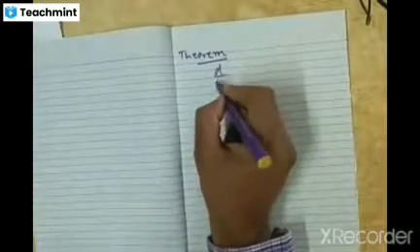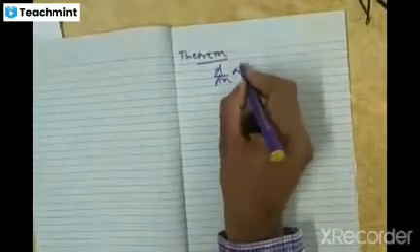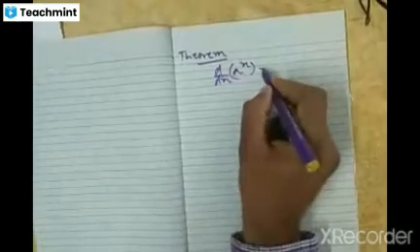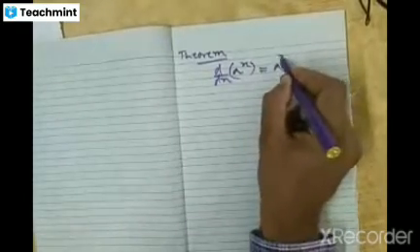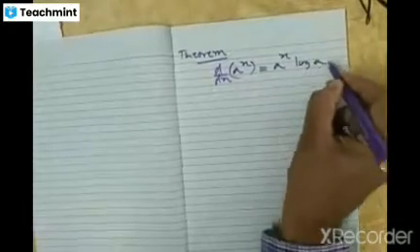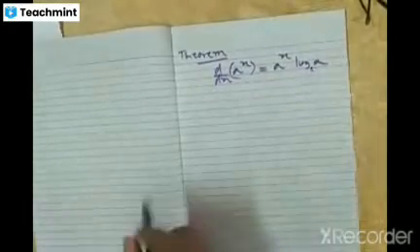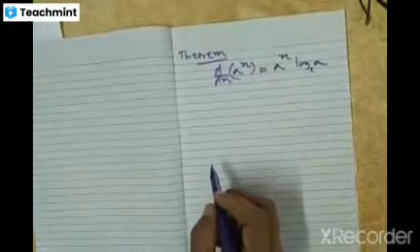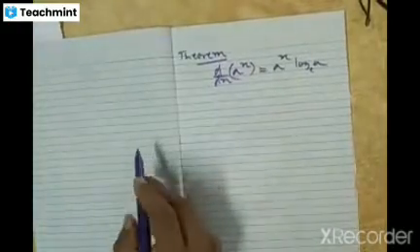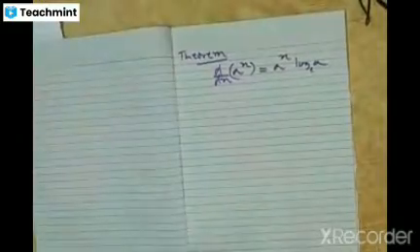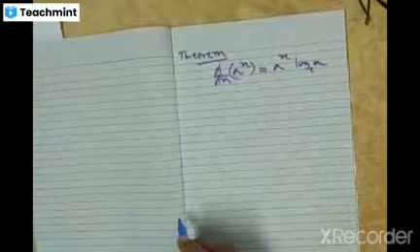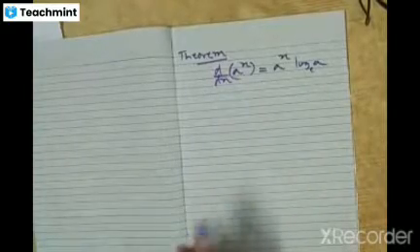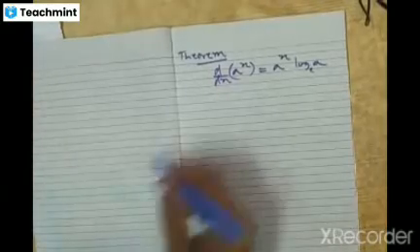The derivative of the function a power x with respect to x, d by dx of a power x, is a power x into log a. Okay, log a means log a to the base e. I am going to use the first principle to prove this. I have to prove derivative of the function a power x with respect to x is a power x into log a. I am going to use the first principle. Proof.